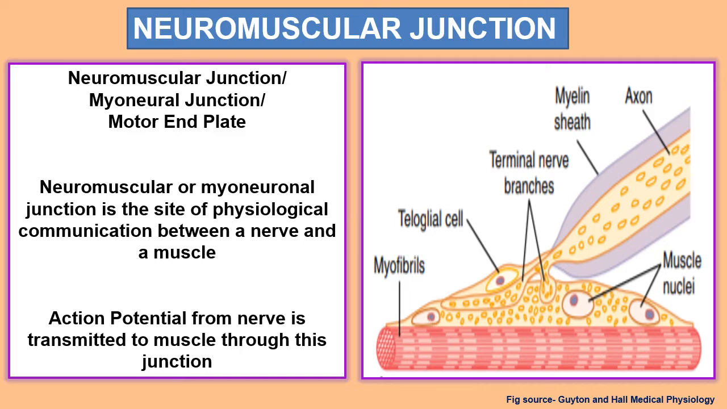A nerve fiber is not a continuous system of many neurons, and it does not end on its target organs by innervation. In the case of skeletal muscle, a nerve fiber makes contact with the muscle through a structure called the neuromuscular junction, or myoneural junction, or motor end plate. It is the site of physiological communication between a nerve and a muscle. Action potential from the nerve is transmitted through this junction to the muscle.